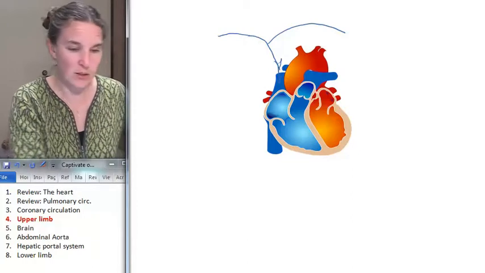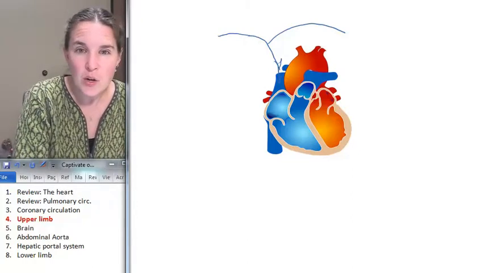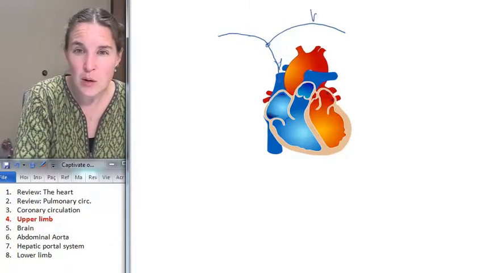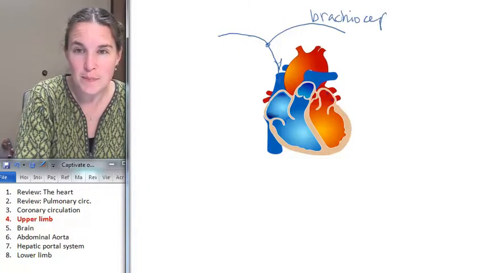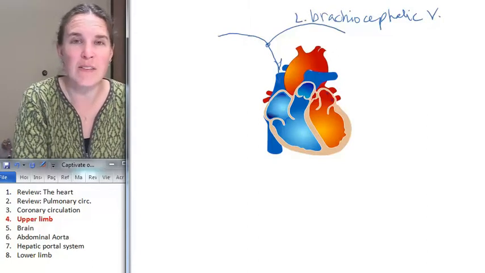So let's, okay, I got to make sure that I've got my, yes, that's exactly correct. So at the branching point, we get two, so this would be my left brachiocephalic vein. And here's my right brachiocephalic vein.